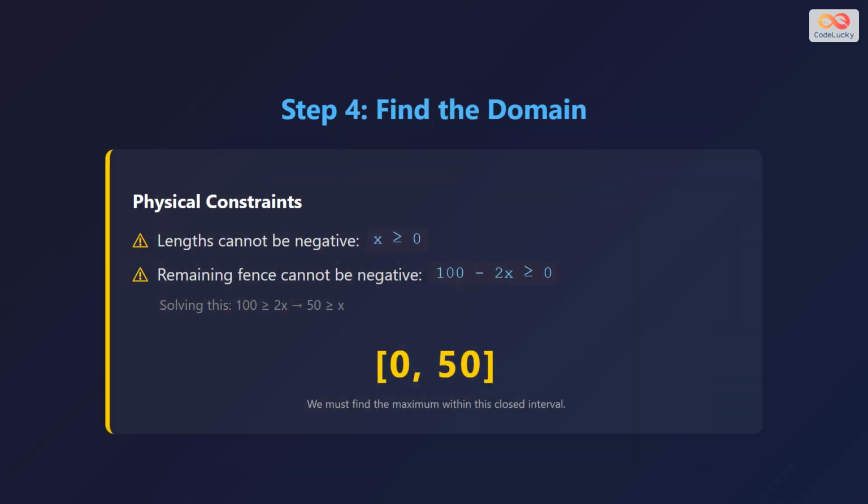Before we differentiate, we must find the domain. In a pure math problem, x could be anything. But in the real world, lengths cannot be negative. So x must be greater than 0, and the remaining side length must also be positive. This gives us a closed interval, in this case from 0 to 50. We must find the maximum within these specific boundaries.